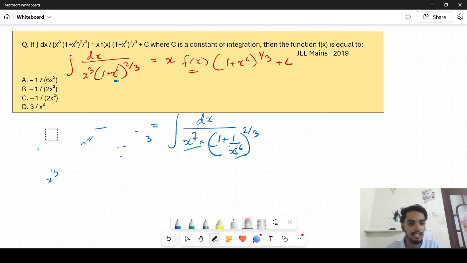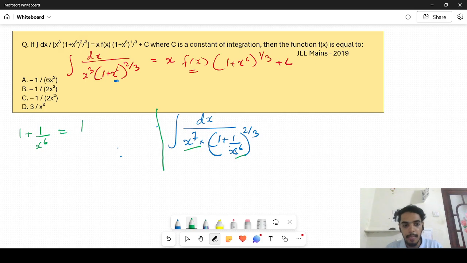Okay, please wait. We'll rub this. How will we solve this using the substitution method, guys? What do you have to do? Let 1 plus 1 divided by x power 6 be t. Is it t or t cube? It is t cube. Why? Because it has a power 2 by 3. We always try to remove that power. We have to make that denominator, we have to cancel that. So t power 3, right?